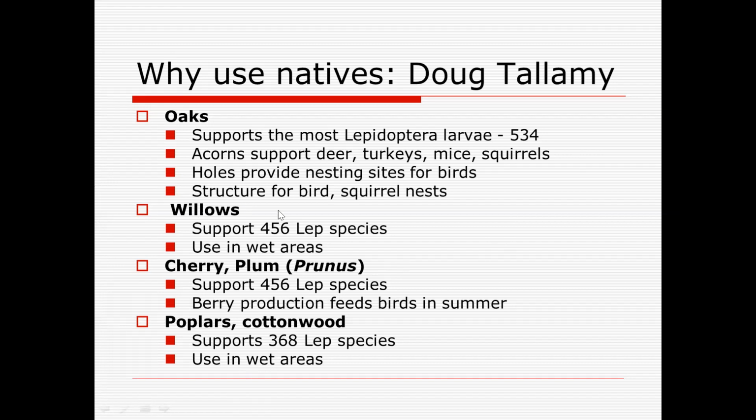Willows are another type of plant that supports a lot of lepidopteran species, a lot of worms. Cherries and plums also. And if they produce berries, then that feeds the berry-eating birds in the summer. Poplars and cottonwoods also support a lot of worms. Again, these poplars, cottonwoods, and willows should be used in wet areas.